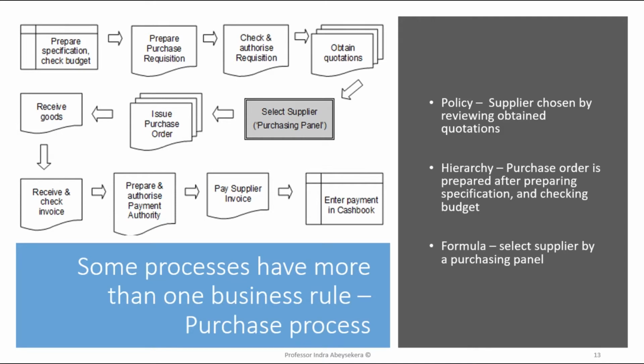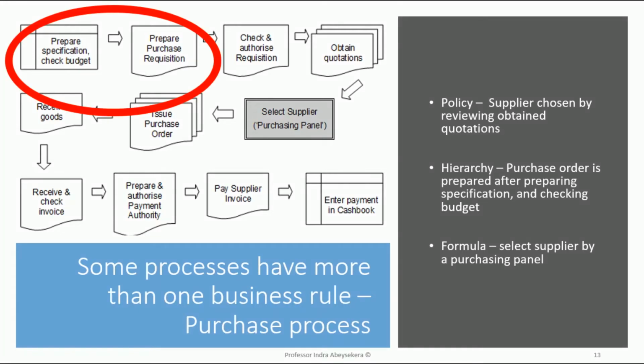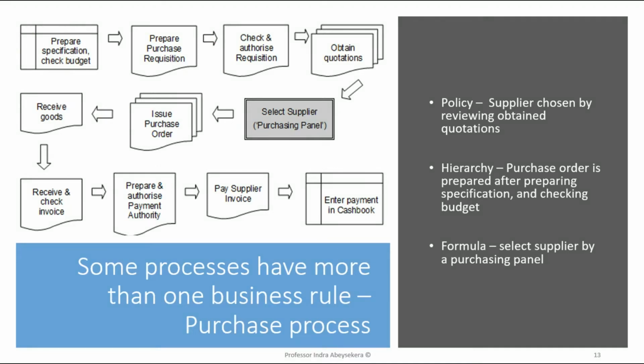In this purchase process, we can say that we have followed a number of related, sequential activities. We can now look at these individual activities and how these business or enterprise rules apply here. Policy applies to choosing suppliers and reviewing the obtained quotations. Hierarchical rule applies to purchase orders prepared after preparing the specification and checking against the budget, and who is approving this purchase order. Formula rule applies to selecting suppliers based on a purchasing pattern.